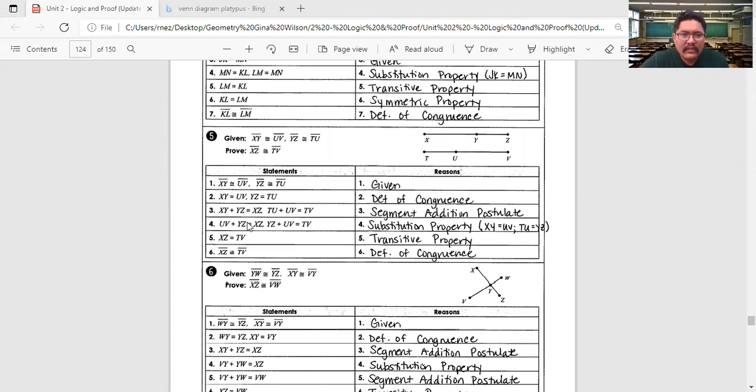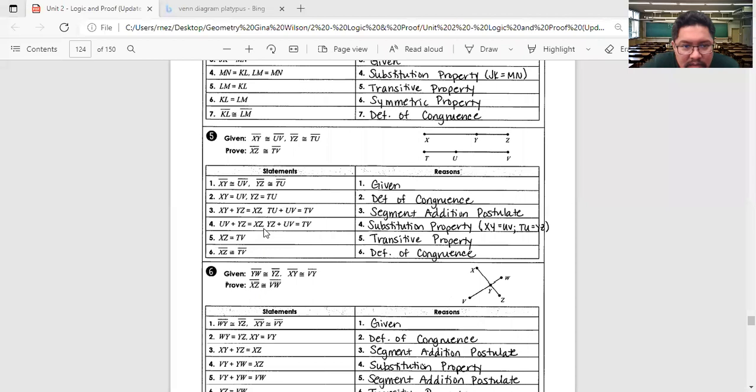Now, since we wrote the whole thing out, we have XY equals UV. So UV right here is this long segment, and XY here. TU, the short segment, is equal to this other short segment. So what they're doing is they're going to substitute them with each other.